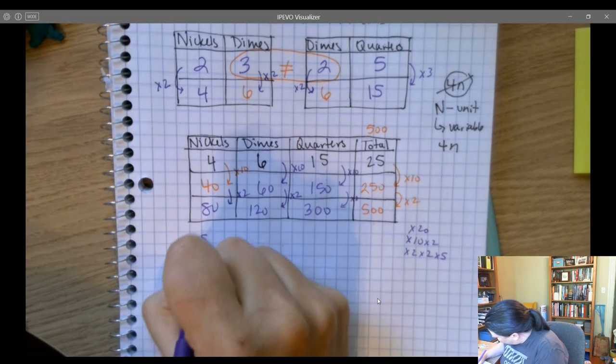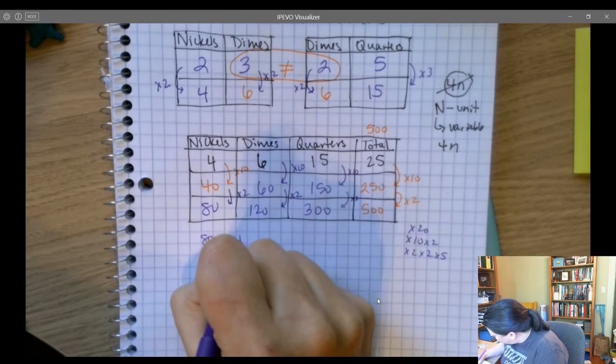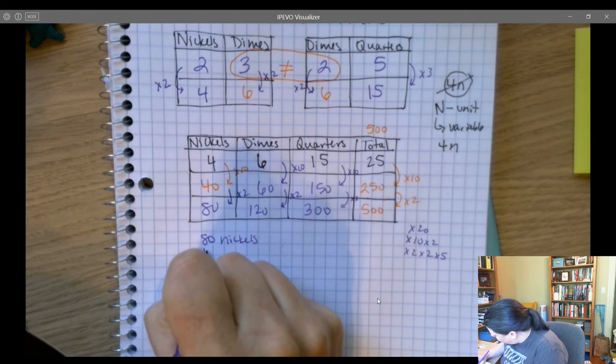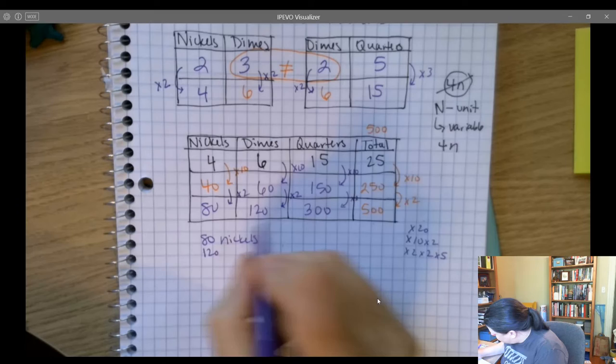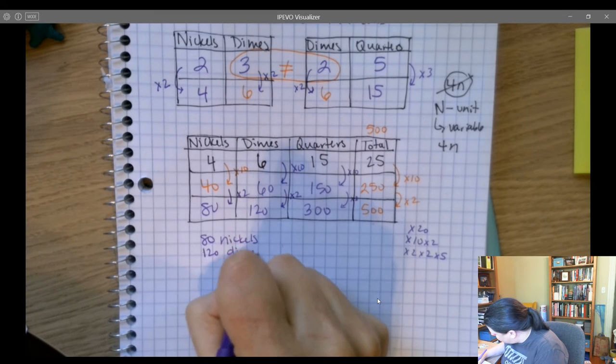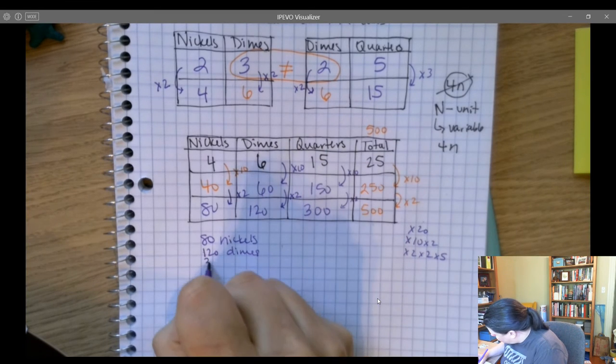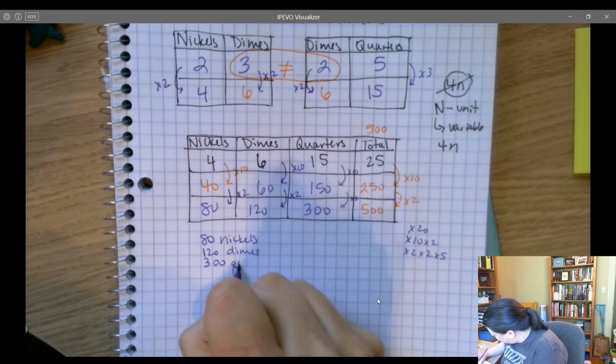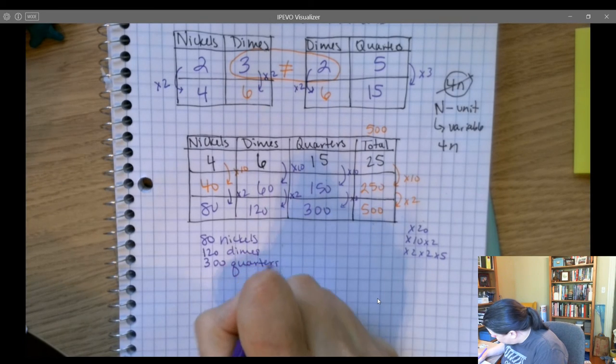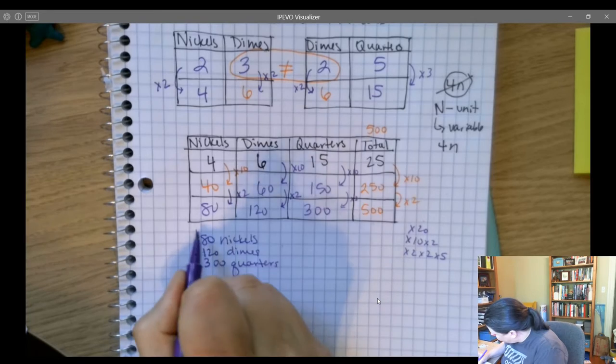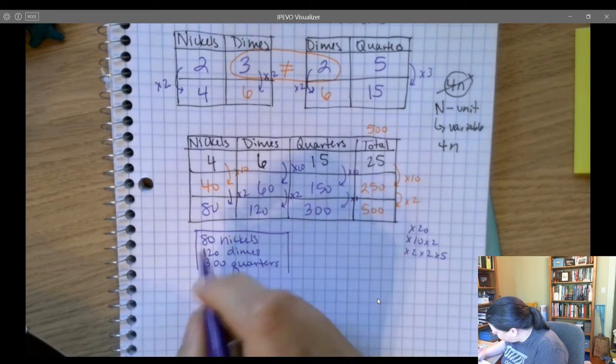So we see that there are 80 nickels, 120 dimes, and 300 quarters. And that is my answer. Awesome. Cool.